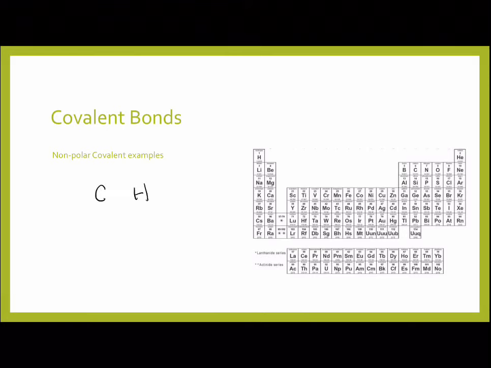Our next example of a non-polar covalent bond is a carbon and hydrogen bond. Carbon is group 4, hydrogen is group 1. We'll draw a line between them to show that bond, and that's the sharing of 2 electrons. And then we have 3 electrons left, which will go around carbon. You would see this in an example like methane, which is CH4.